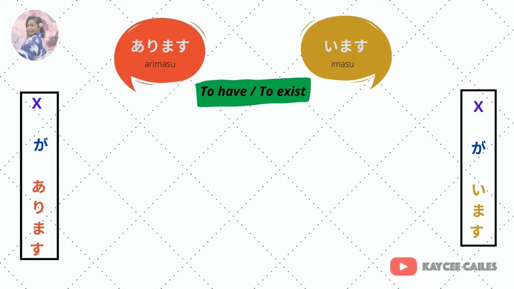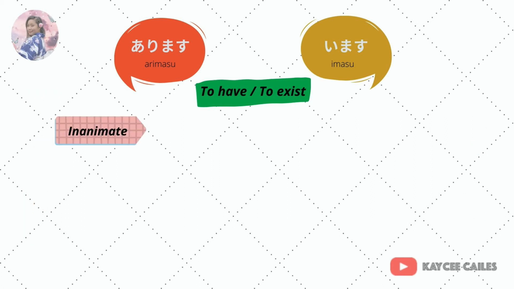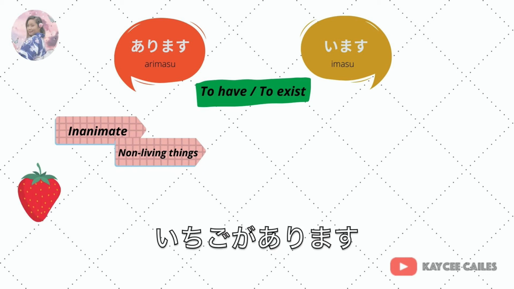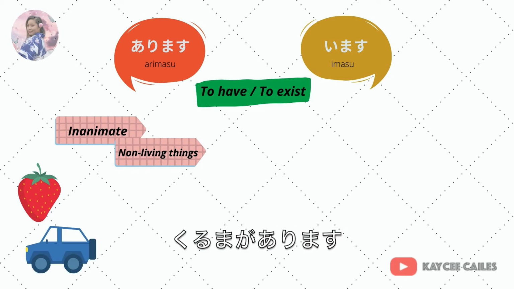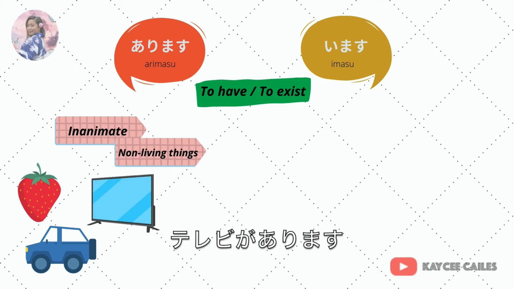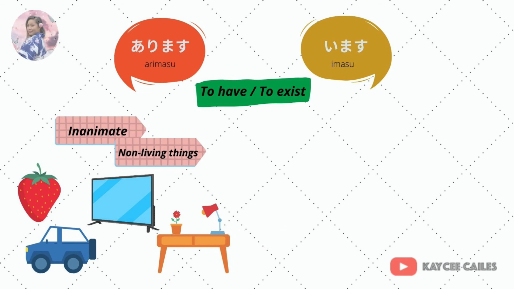Now, when will we use arimasu? If we are talking about inanimate or non-living things, we will use arimasu. For example, Ichigo ga arimasu. There is a strawberry. Kuruma ga arimasu. There is a car. Terebi ga arimasu. There is a TV. Tsukue ga arimasu. There is a desk.